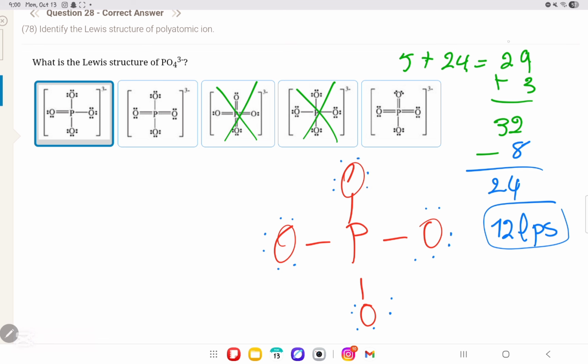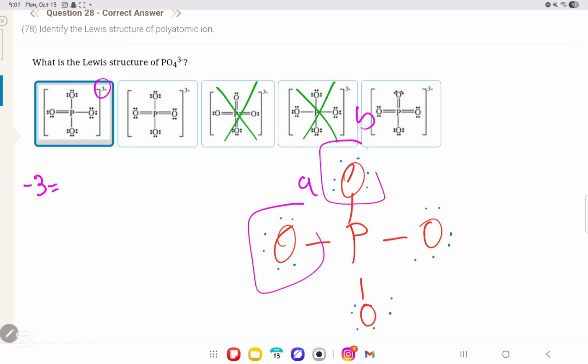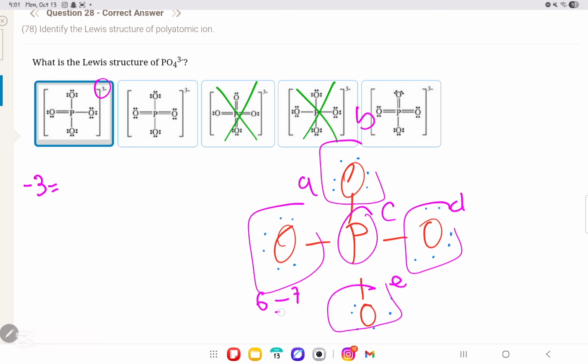Now, what do we do in this scenario? We will need to check the formal charges and we will need to change it based on the formal charges. So we know that the total charge should be what? It should be minus 3. So let's say we have, let's label A, B, C, D, and E. Let's say we have the formal charges of A. It's gonna be the group number, which is 6, minus the number of electrons, which is how much? Which is 7. So it's minus 1. If that's the scenario, then it's minus 1, minus 1, minus 1 over here. And over here, it's gonna be what?